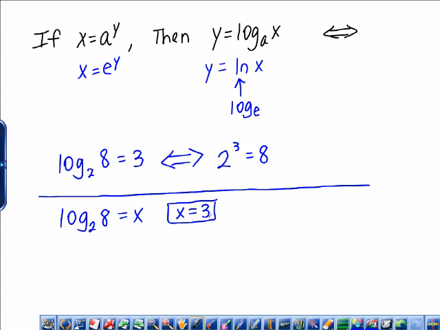We're going to have a whole day just of solving logarithms. So we're just going to do easy ones for right now.